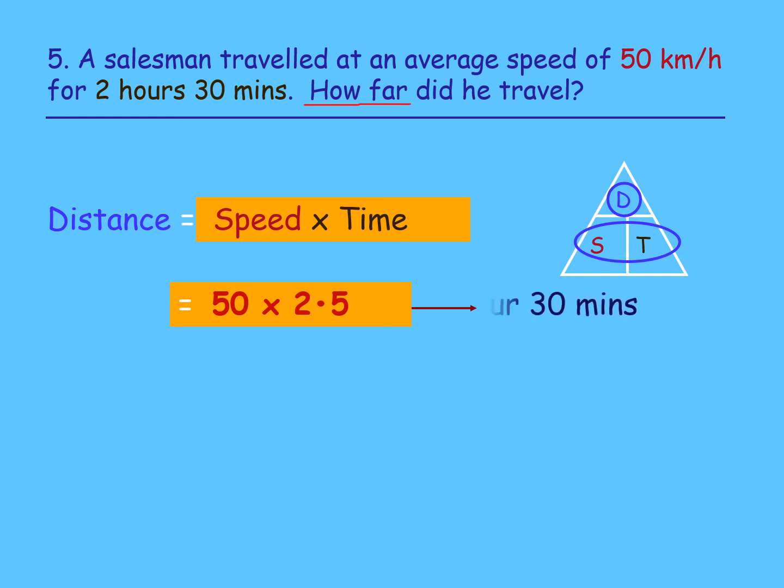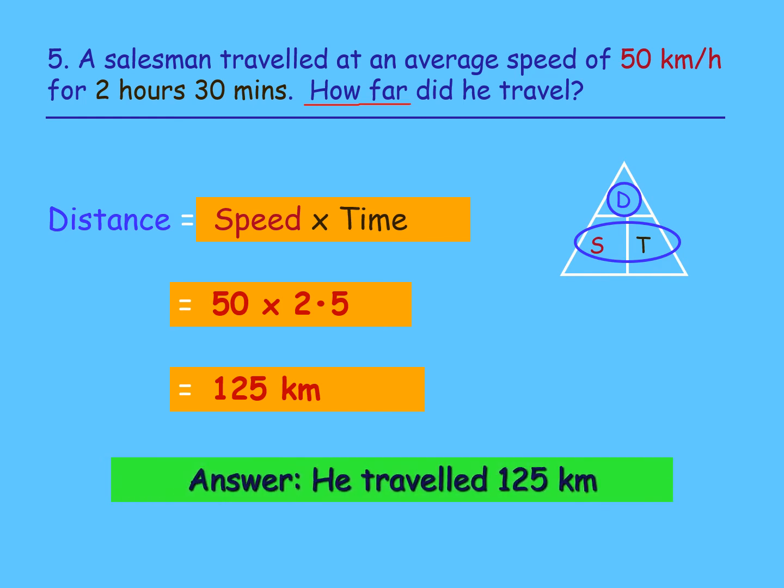Okay? 2 hours 30 minutes is equivalent to 2.5 after we change 30 minutes into a decimal number. So we have here the answer: 125 kilometers. So he traveled 125 kilometers.